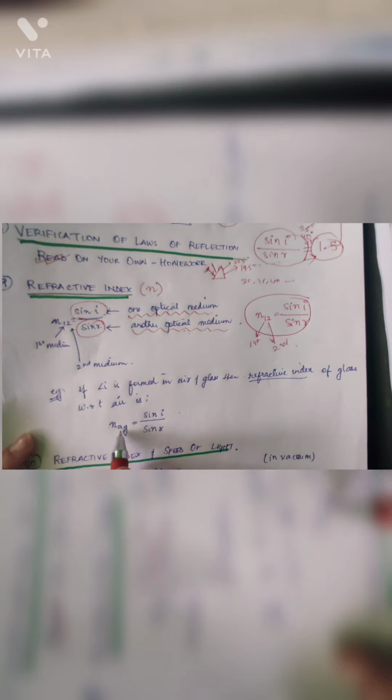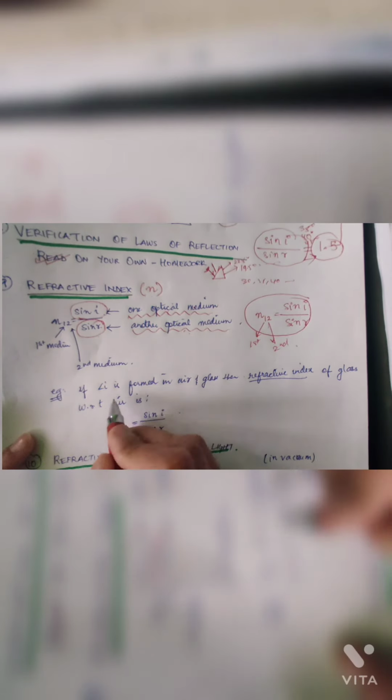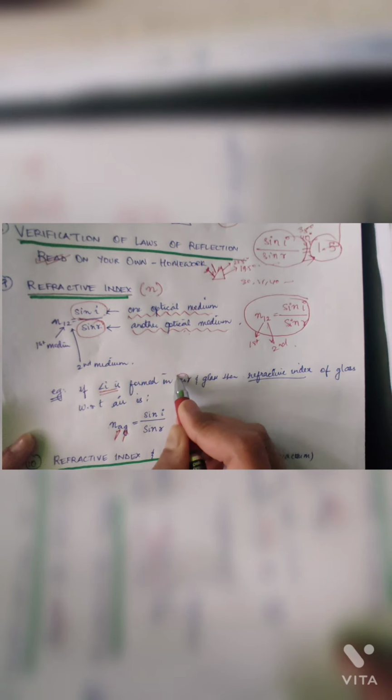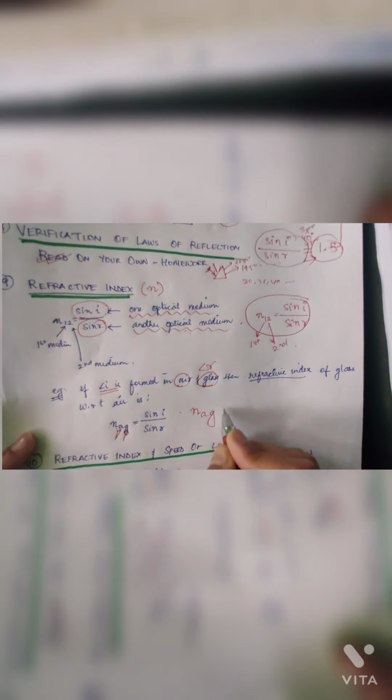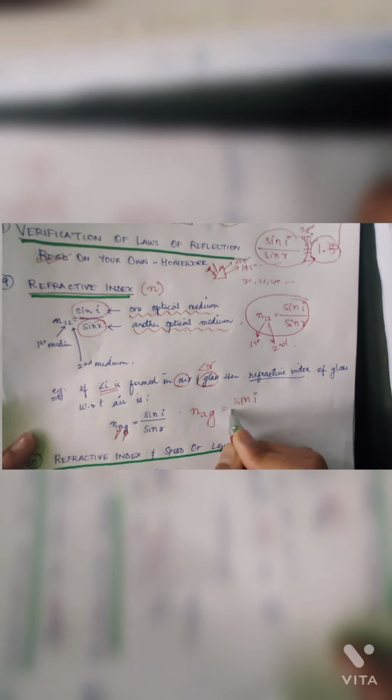See, this is the example. If the angle of incidence is formed in air, like for example that glass slab which I just drew, the angle of incidence there was in air and the angle of refraction was in glass. So what do you write? N air glass, because the angle of incidence was in air and the angle of refraction was in glass. So n air glass is equal to sine I by sine R. Understand? This you should remember.